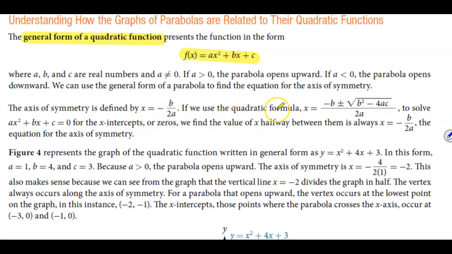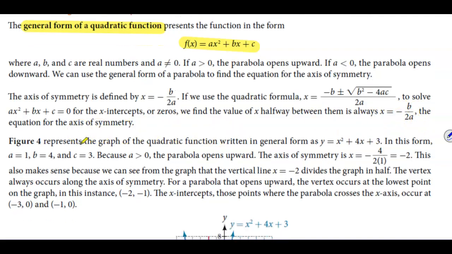Now, if we use the quadratic formula to solve ax squared plus bx plus c equals 0 for the x-intercepts, also called the zeros, we find the value of x halfway between them is always x equals negative b over 2a, which is the equation for the axis of symmetry.